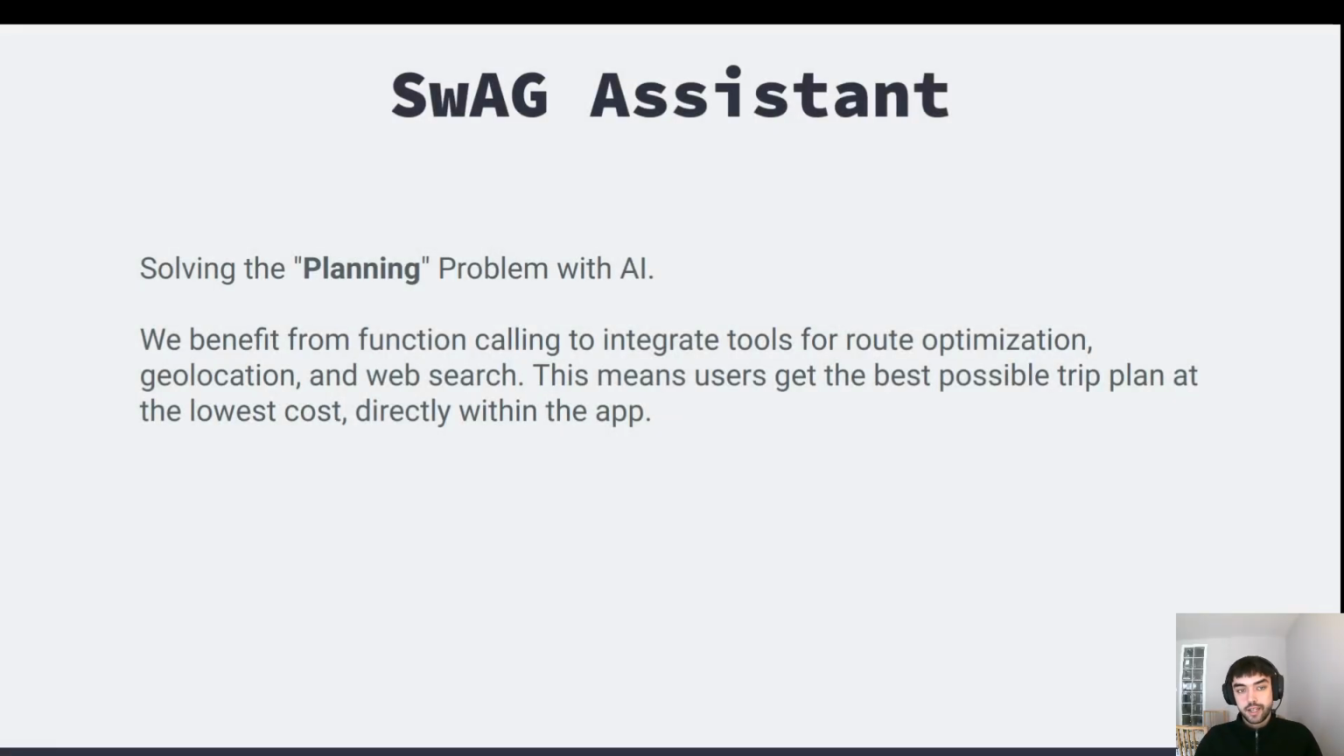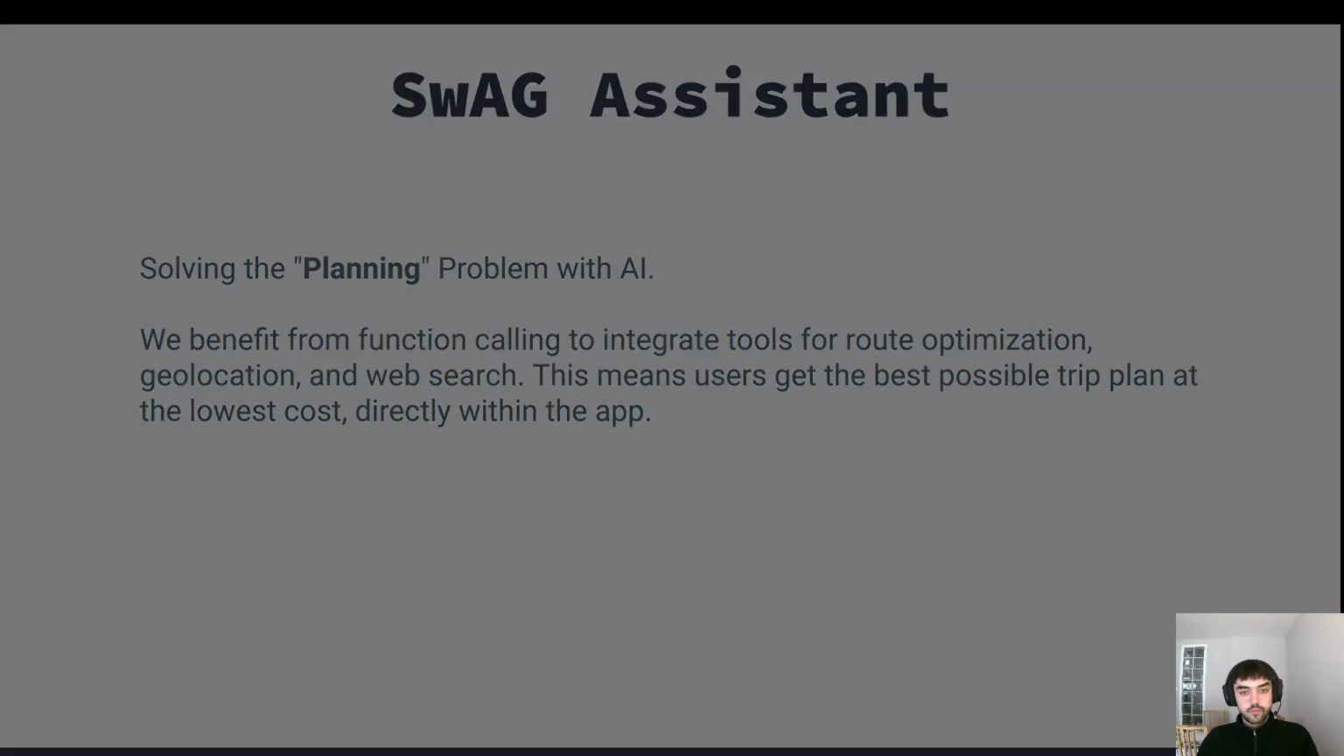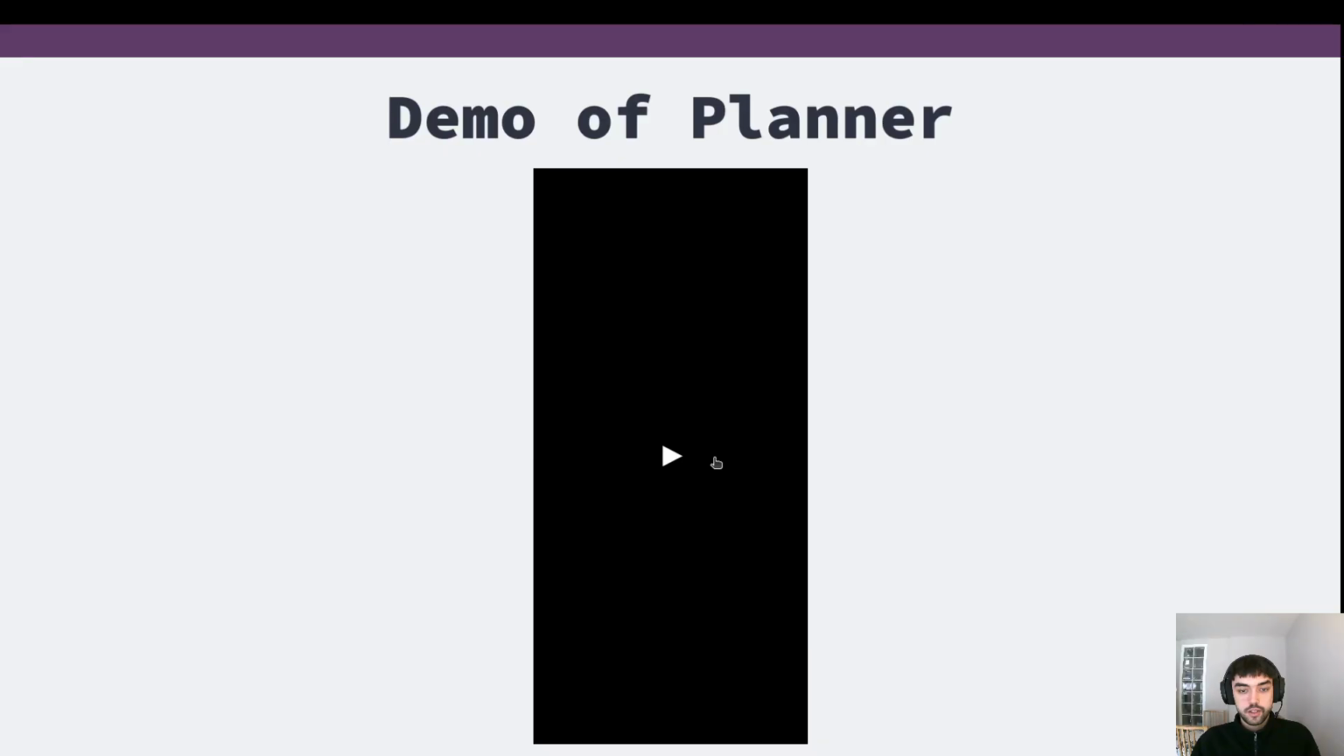Firstly, I'll talk about the SwAG Assistant. So this is solving the planning problem with AI. We benefit from function calling to integrate tools for route optimization, geolocation, and web search. So this means that users get the best possible trip plan at the lowest cost directly within the app. And we have a demo for this.